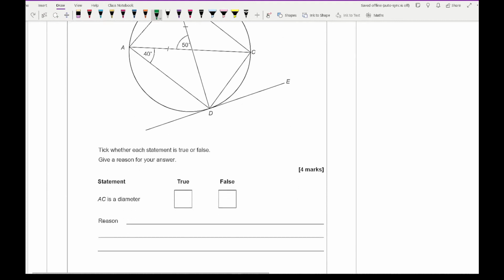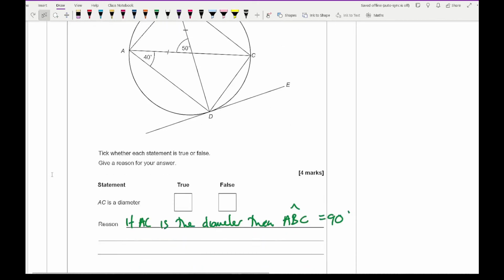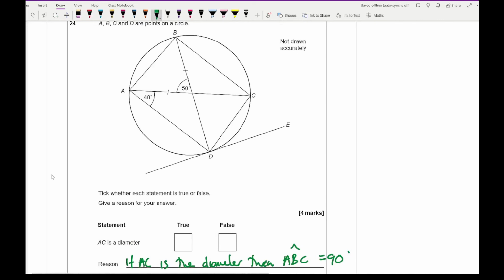We need to give our answer. So if AC is the diameter, then the opposite angle, which is ABC, should equal 90 degrees. So let's go about working out what that angle is going to be.